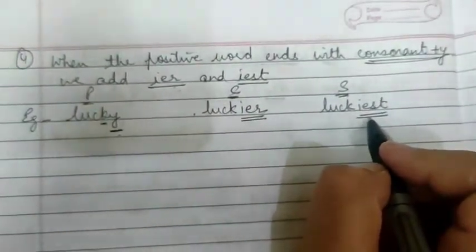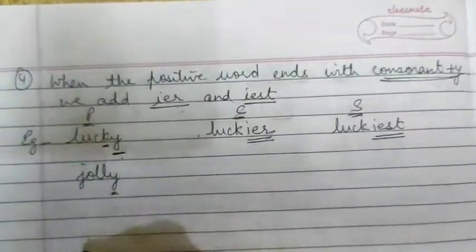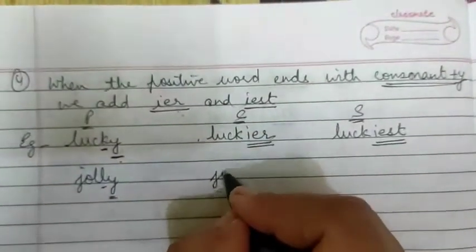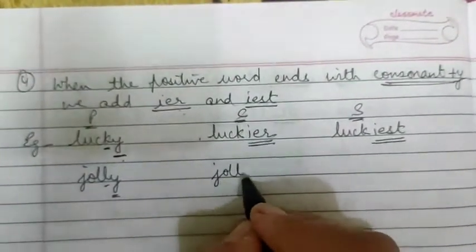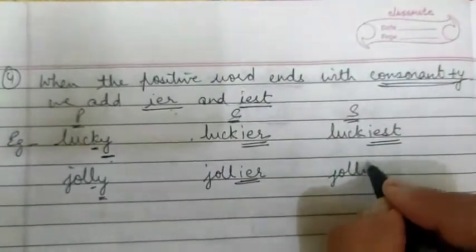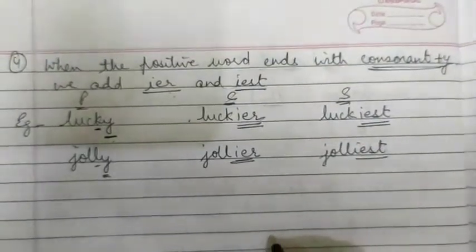Let me give you one more example regarding this. Jolly. Y is there at the end and before Y, L is there. L is a consonant. The comparative form will be jollier. You can see Y is removed here, and here jolliest, IEST. Here also Y is removed.